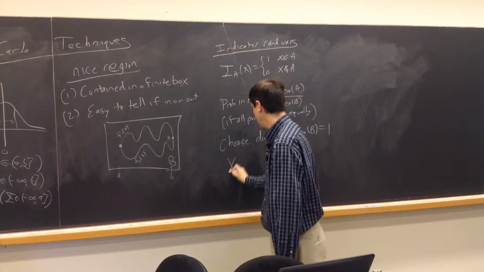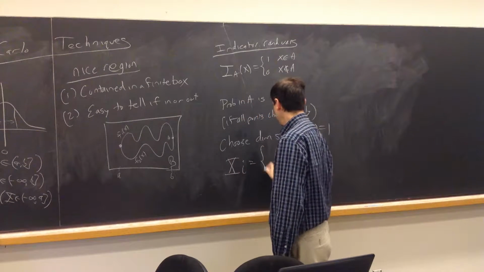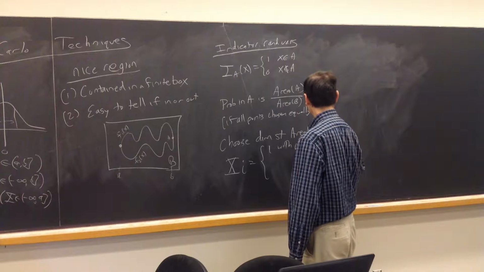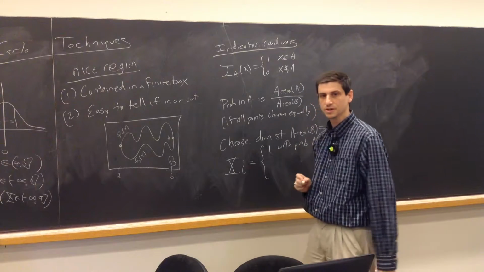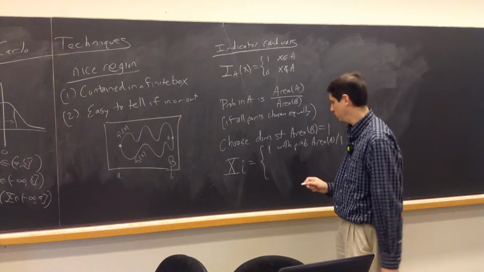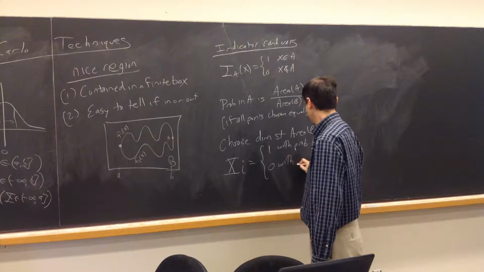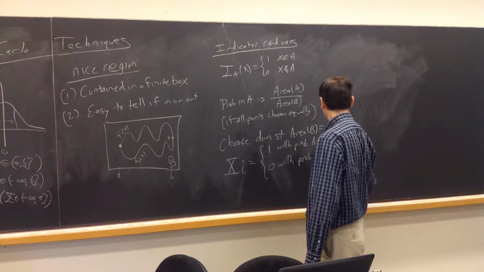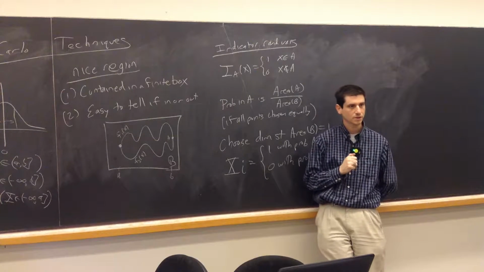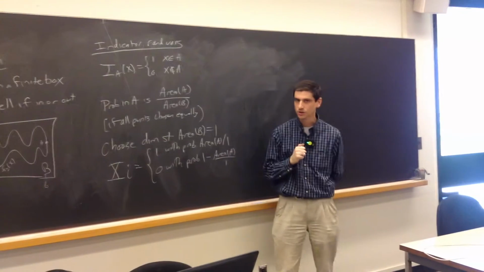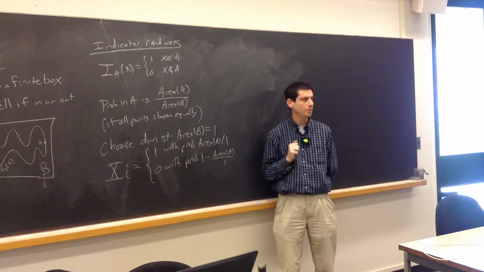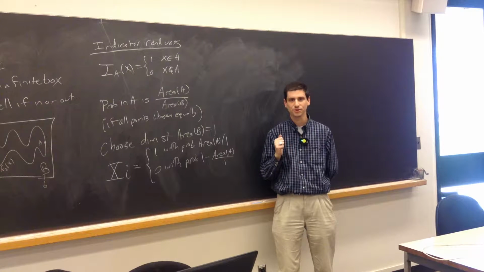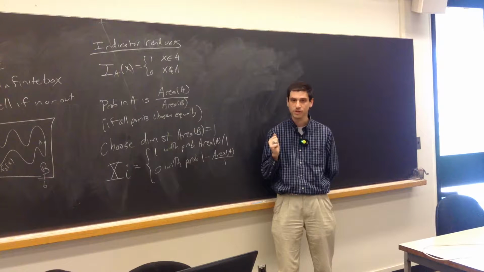All right, so we're going to let xi equal 1 with probability area of A, and I'll write divided by 1 because we're assuming B has area 1, and 0 with probability 1 minus area of A over 1. Okay, so I'm basically choosing a bunch of points uniformly at random in the box.